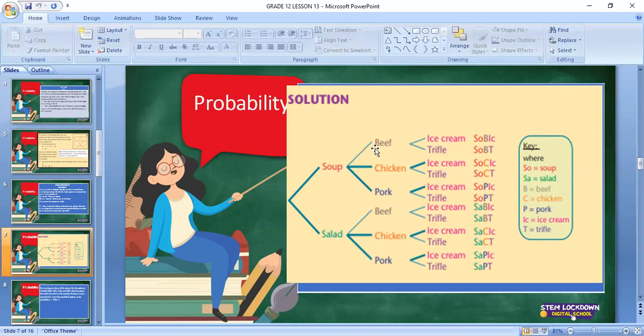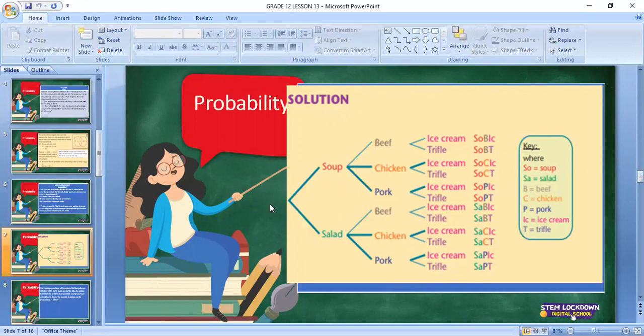So the outcomes can be soup, beef, ice cream; soup, beef, truffle; soup, chicken, ice cream; soup, chicken, truffle; soup, pork, ice cream; soup, pork, truffle; salad, beef, ice cream; salad, beef, truffle; salad, chicken, ice cream; salad, chicken, truffle; salad, pork, ice cream; salad, pork, truffle. These are all the possible options. Okay, this is also represented with a tree diagram.